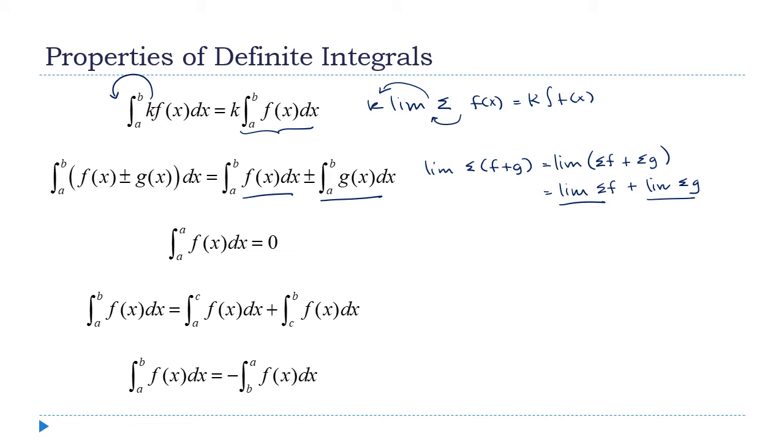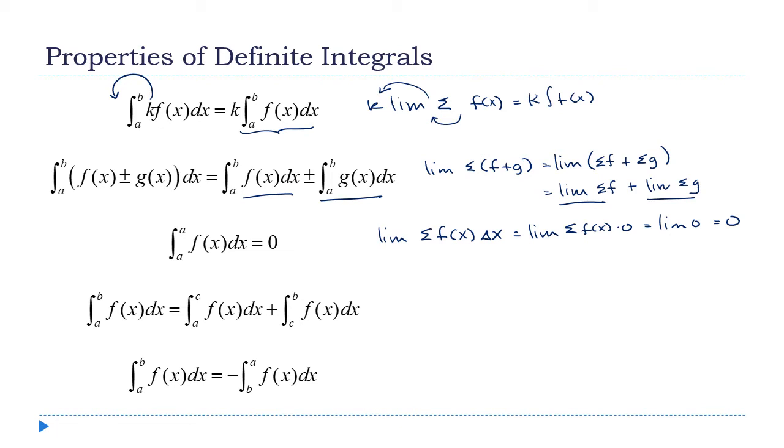Now, this third one is a little more interesting. What if I integrate from a to a? Now, let's think about this. This is the limit of the sum of f of x times delta x. But what's delta x? The width of our interval from a to a is 0. That means that delta x is going to be 0. So this is the limit of the sum of f of x times 0, which is the limit of 0, which is just 0. Okay?